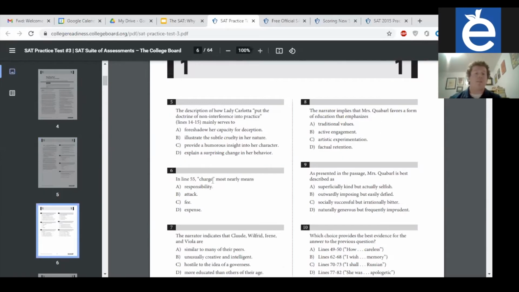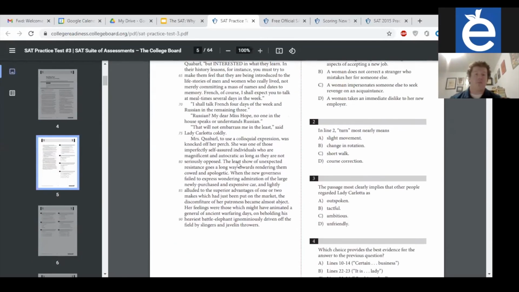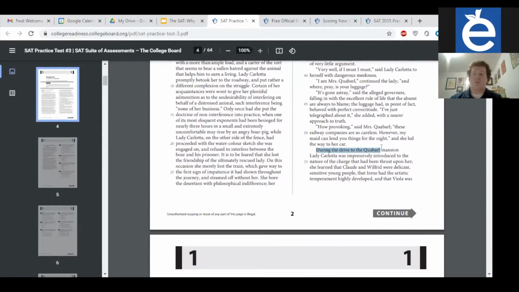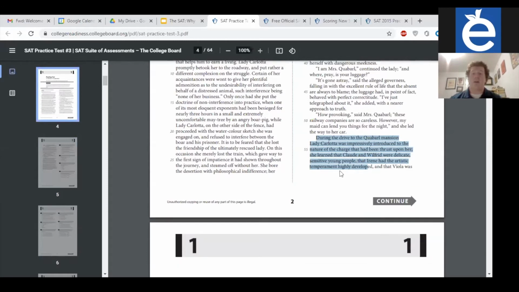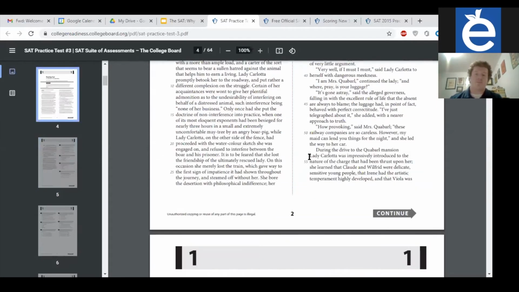Now we can do the same thing with number 6. In line 55, charge most nearly means. Okay, so everyone go to line 55. Let's look at the word charge. During the drive to the Cubaro mansion, Lady Carlotta was impressively introduced to the nature of the charge that had been thrust upon her. We learned that Claude and Wilfred were delicate and sensitive young people, and that Irene had the artistic temperament highly developed, that Viola was something or other else of a mold equally commonplace, etc., etc., etc.